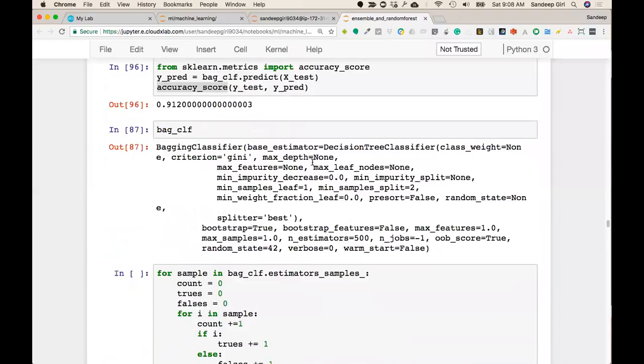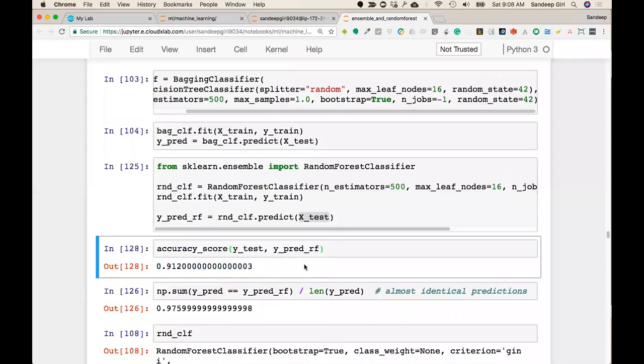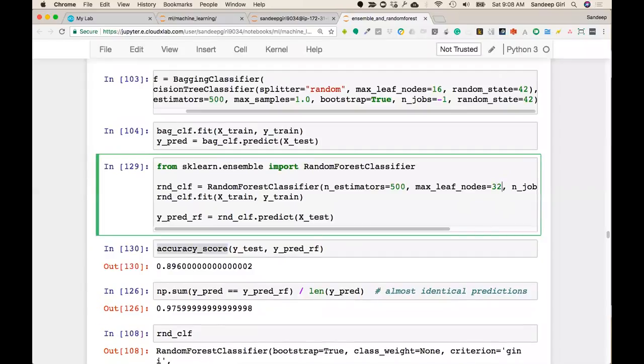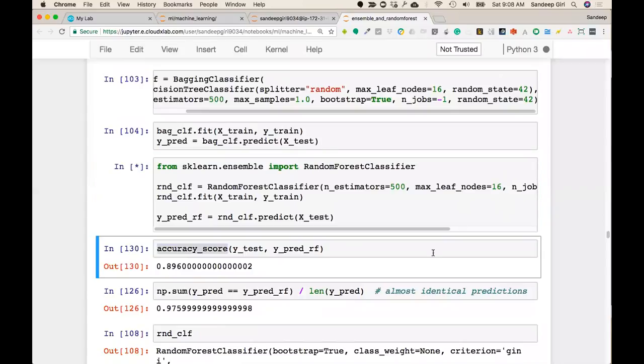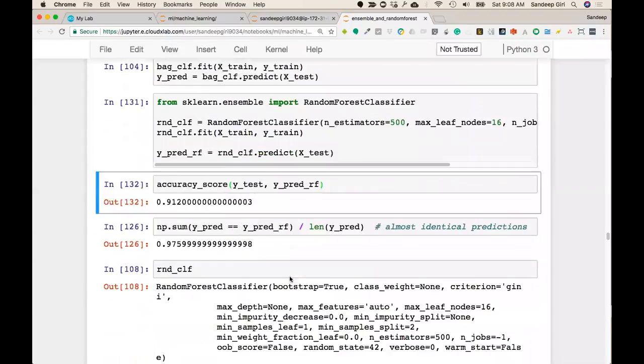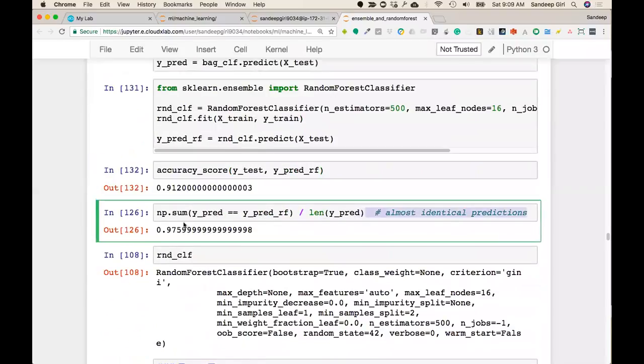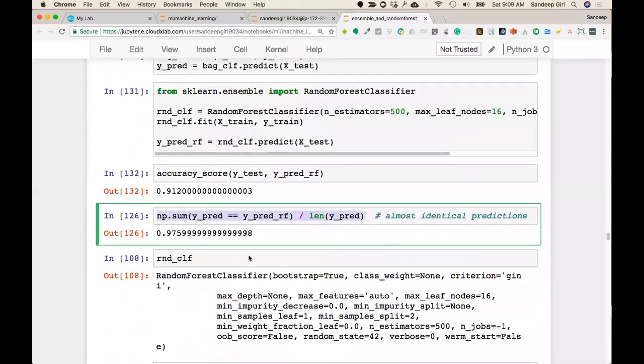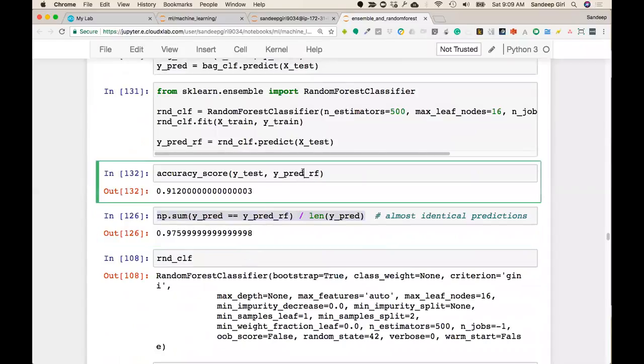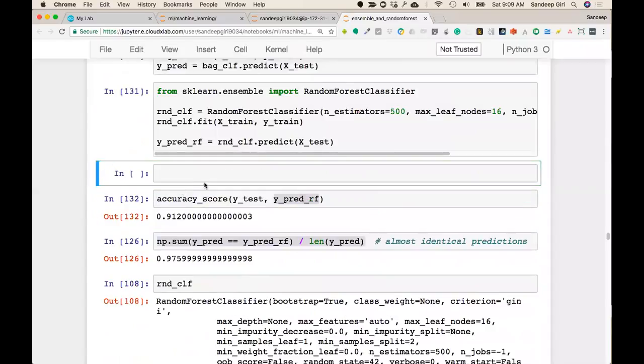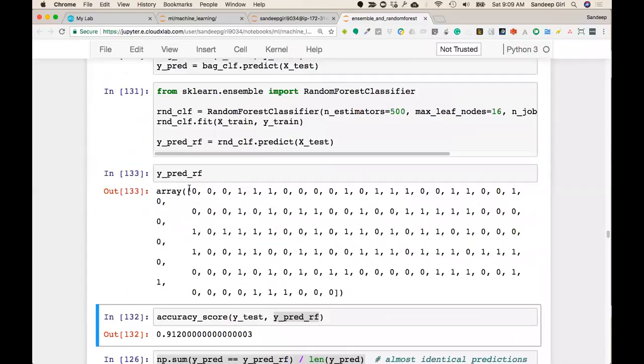This is how we test. The accuracy is 0.92. If I put 32, what happens here? The accuracy drops. Here we're trying to show how close it is to the random forest. You can take a look at this one. If you put it here, this is how it looks.